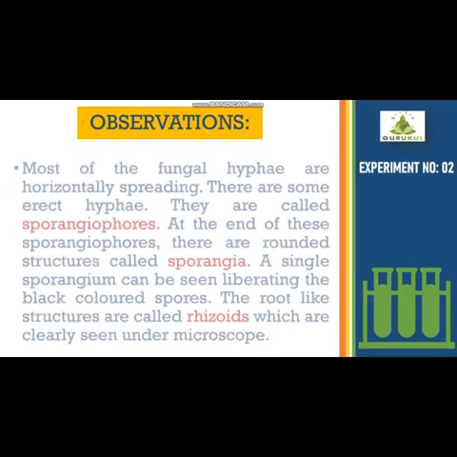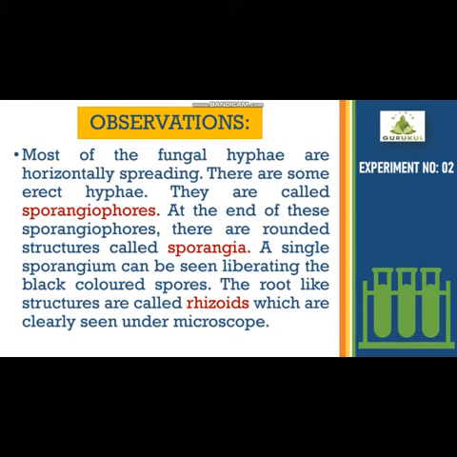Let's understand the observations. Most of the fungal hyphae are horizontally spreading. There are some erect hyphae, called sporangiophores. At the end of the sporangiophores, there are rounded structures called sporangia. A single sporangium can be seen liberating the black colored spores. The root-like structures are called rhizoids, which are clearly seen under the microscope. So, students, we have tried to find out the different parts of Mucor fungus: sporangiophores, sporangia, rhizoids. These structures we are going to understand and observe.